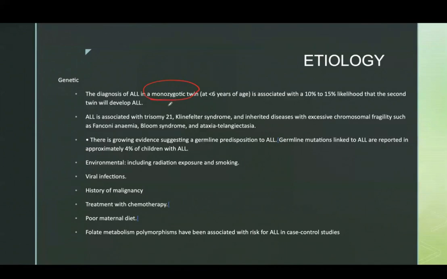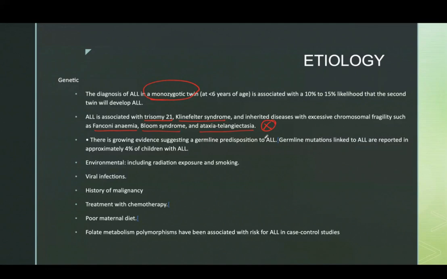ALL is also associated with trisomy 21, Klinefelter syndrome, and other conditions such as Fanconi syndrome, Bloom syndrome, ataxia telangiectasia. This has been asked as an MCQ twice, so you should be very, very careful and note down this point. Trisomy 21, Klinefelter syndrome, Fanconi, Bloom syndrome, ataxia telangiectasia. Also, you should know about these syndromes separately.